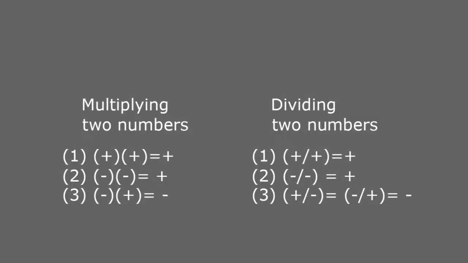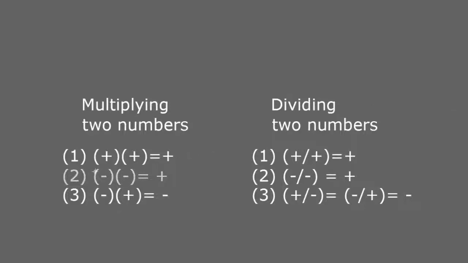The important thing to keep in mind when you're dealing with fractions is that the same rules that apply to the multiplication of negative numbers apply to the division of negative numbers. For example, the multiplication of two positive numbers equals a positive number. The same thing happens with the division of two positive numbers, or if you have a fraction with a positive numerator and a positive denominator, that is a positive fraction.